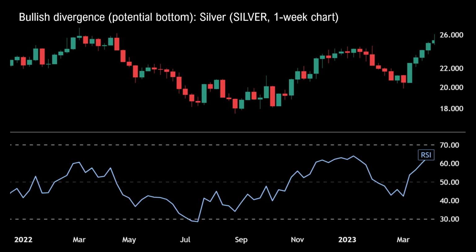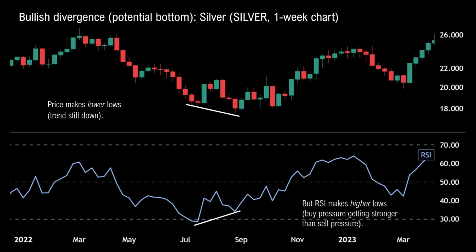And let's now look at the weekly chart of silver. Here you have lower lows on the price, as in the trend is still down, but higher lows on the RSI, as in buy pressure is getting stronger relative to sell pressure. Again, the circle at the bottom shows the RSI got below 30 close to the low, but a few weeks before it actually happened. And once the low was in, there was another W pattern, another sign that sell pressure was running out of steam.